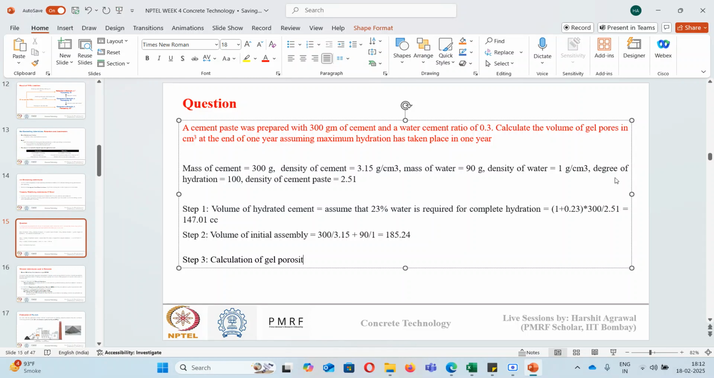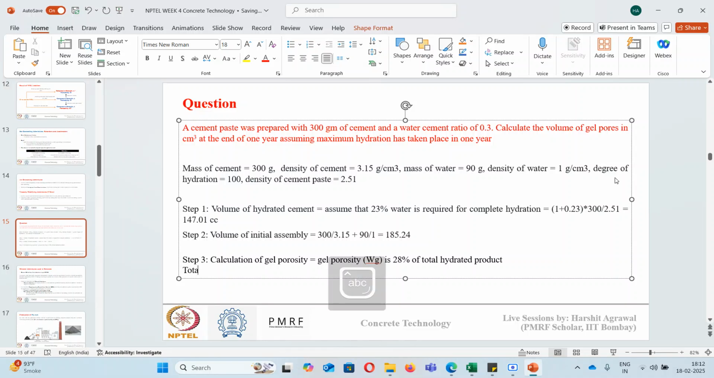gel porosity. So we know gel porosity, suppose I am writing it as Wg, is 28% of total hydrated product. Okay, this we know. So my total hydrated product I can write as my actual hydrated products, volume of which I know, plus gel pore. So 28% of this total hydrated product volume is my gel porosity.